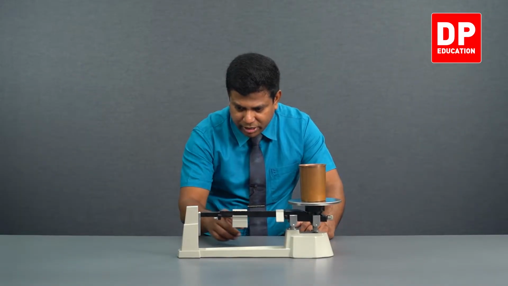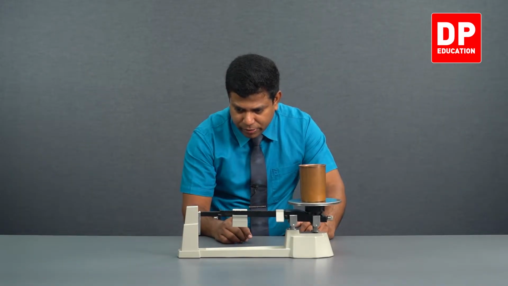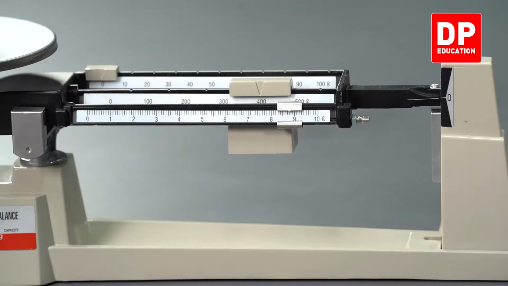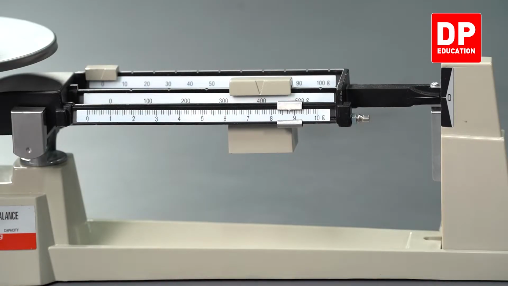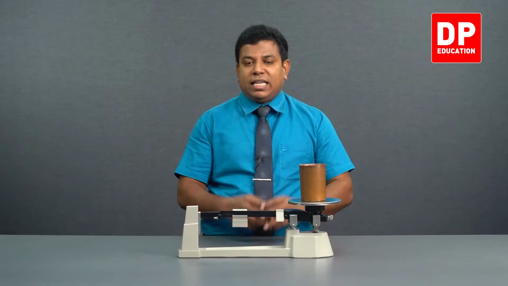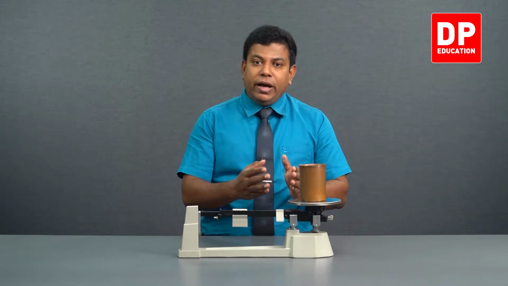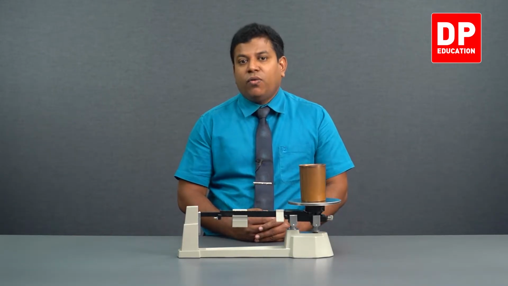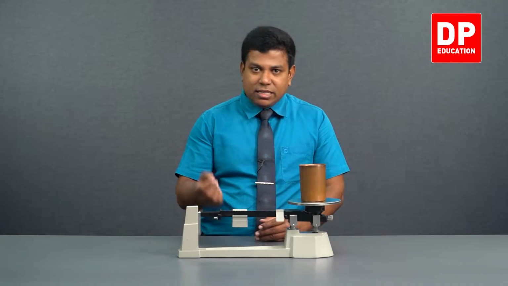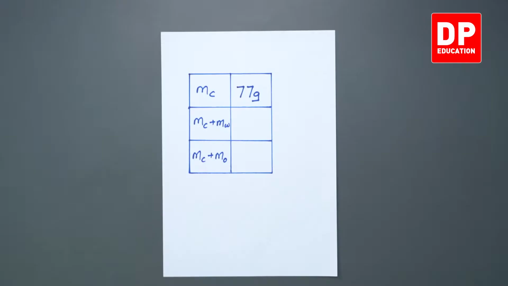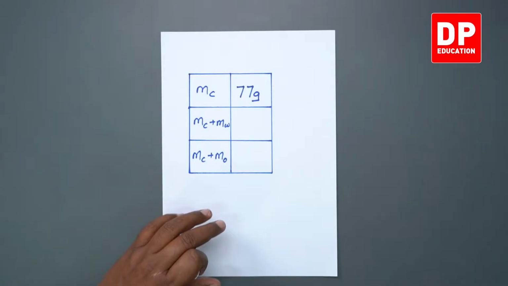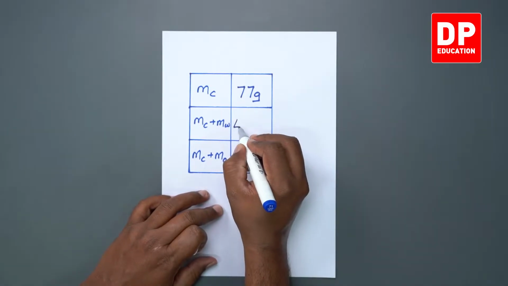We have to wait until it stops. Yes, now it is at 0. The measurement we are getting here is 408.8 grams. This is calorimeter, the stirrer and water together, 408.8 grams. Let's write it down. MC plus MW is 408.8 grams.